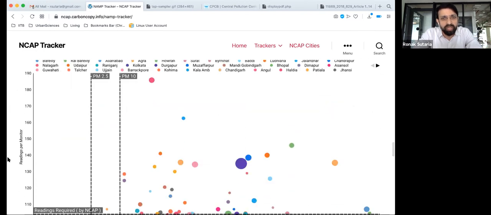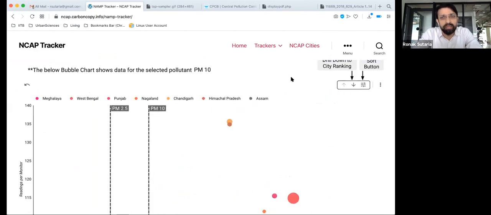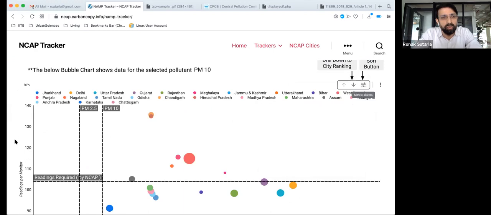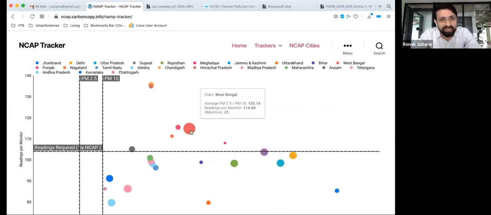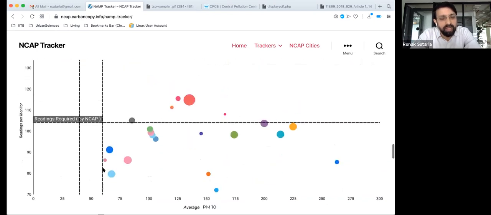This one is also a combination of the same set as we showed above, but this one will allow you to quickly look at the basic view. This particular chart will tell you which states and which cities are reporting how much further away from the baseline standards. The horizontal line is the number of readings required by the NCAP or NAQS, and the vertical lines are the baseline for the particulate matter concentration levels. So we are looking at yearly averages of 40 and 60 and 104.